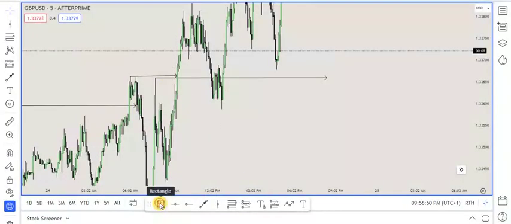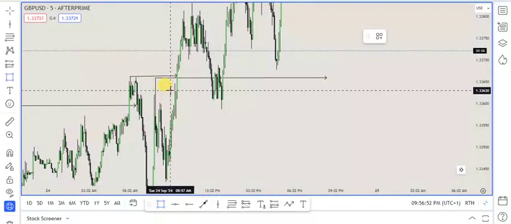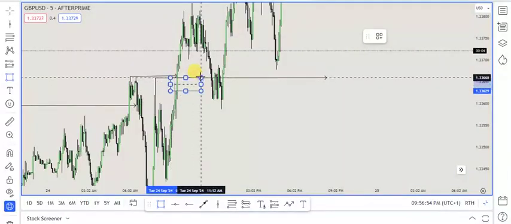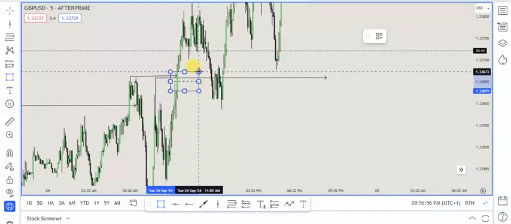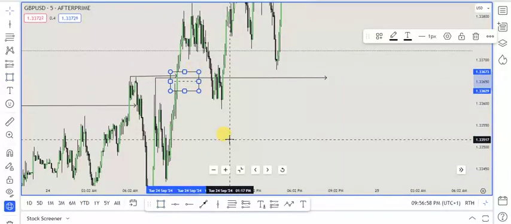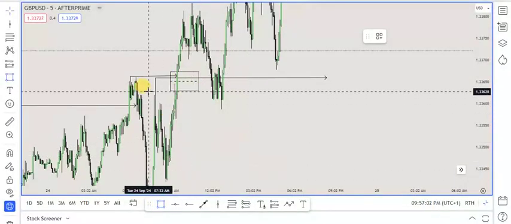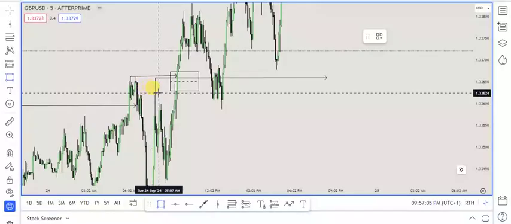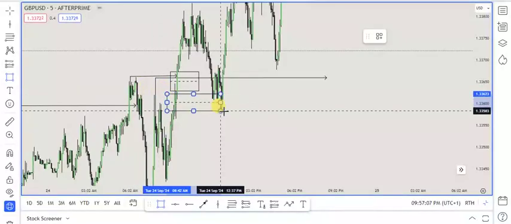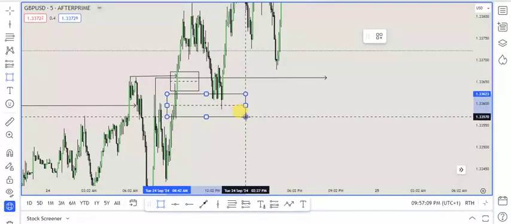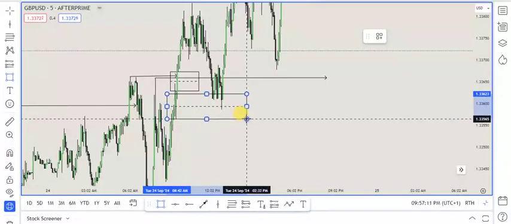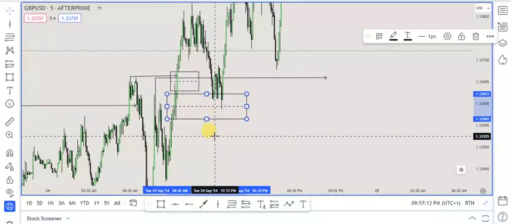Let's mark it out. This is the fair value gap from here, but it extends outside the fair value gap, which is still valid. Then after the fair value gap, we have our order block. Go and read our order block. This is the order block here. We're just going to have that symbol there.